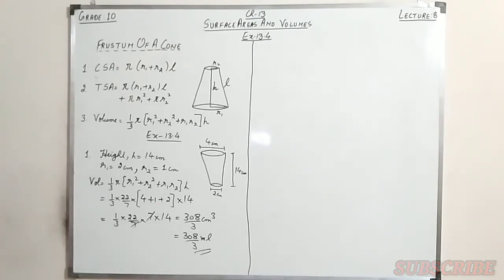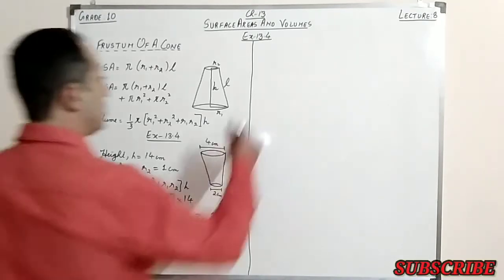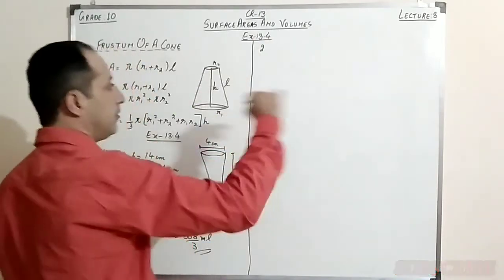Now let's go to the next question. The slant height of a frustum of a cone is 4 centimeter and the perimeters of its circular ends are 18 and 6 centimeter. Find the curved surface area. Now in question number 2, let's draw the diagram first.